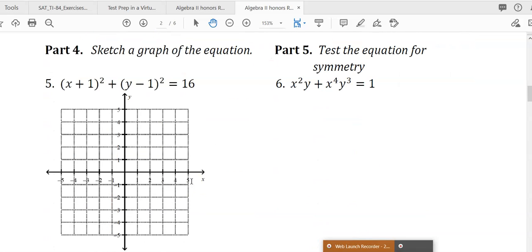Sketch a graph. This one shouldn't take too long. (-1, 1) is the center, and the radius is 4 because r squared is 16. Using the formula, so 1, 2, 3, 4, counting out the radius in each direction.